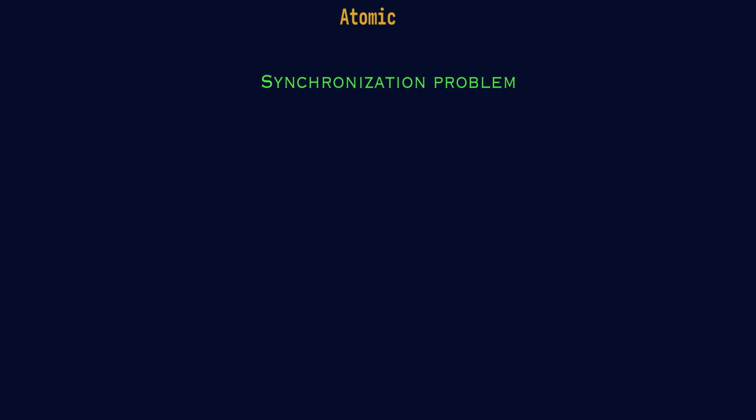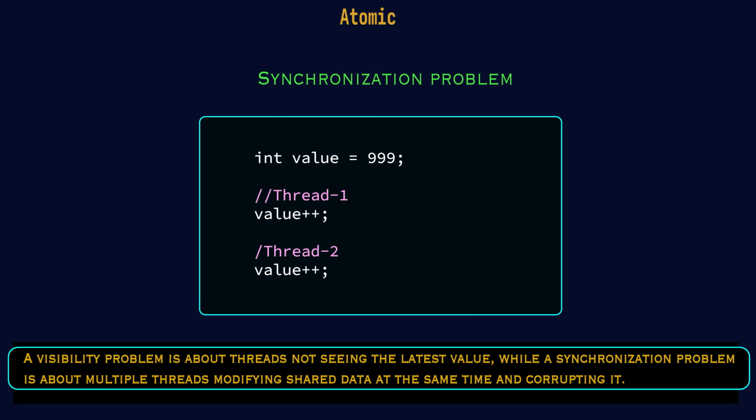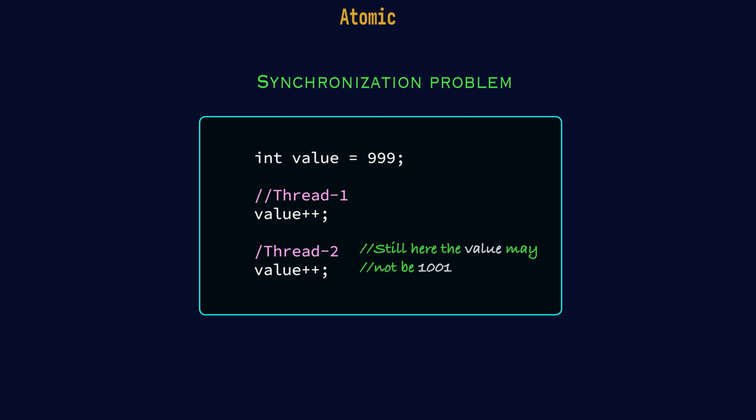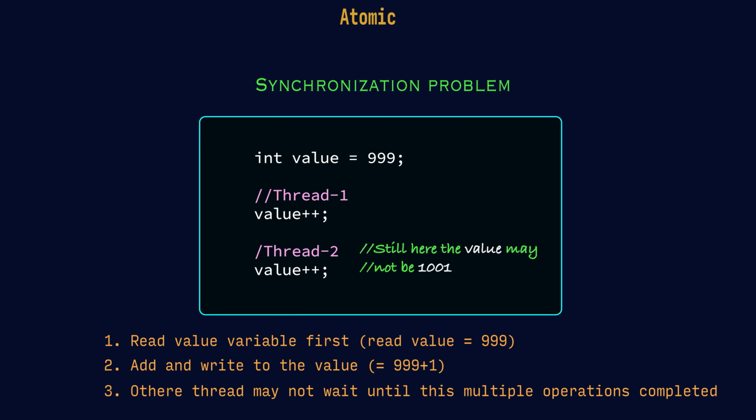Now let's see one more problem, that is the synchronization problem with shared data and how Atomic comes to the rescue. So guys, visibility is all about threads not seeing the latest value, whereas the synchronization problem is about corrupting the data by multiple threads at the same time. So here atomic or a synchronized block comes into the picture to avoid data corruption, or we can also say race condition. Here in the code snippet, you can see we have shared data, an int value 999, and we have thread 1 and thread 2.